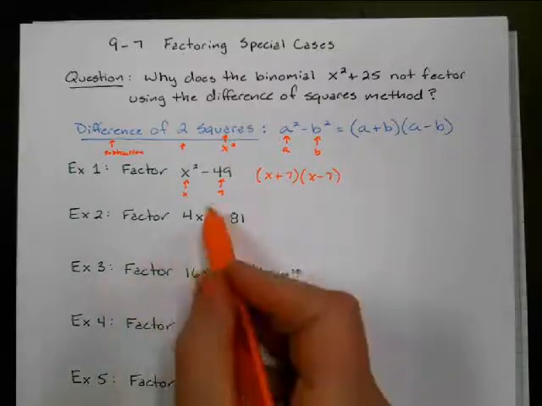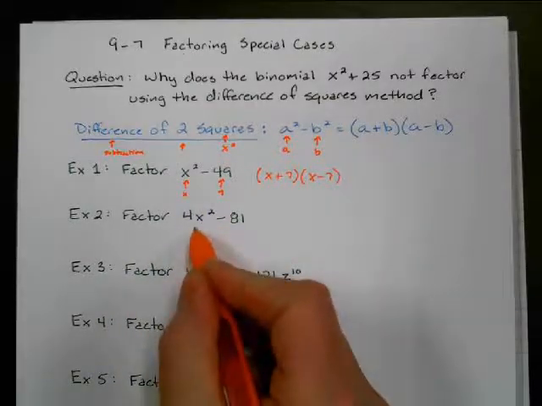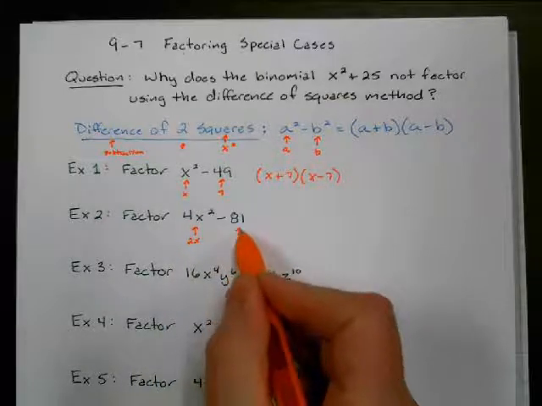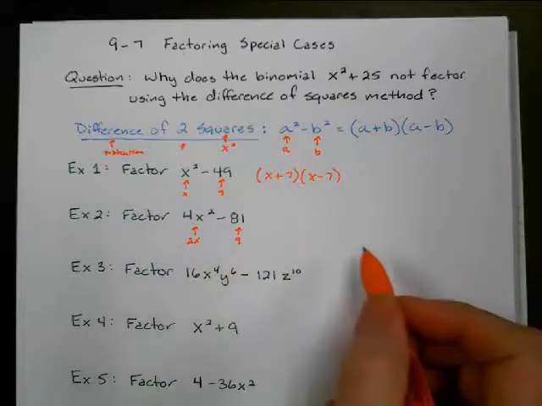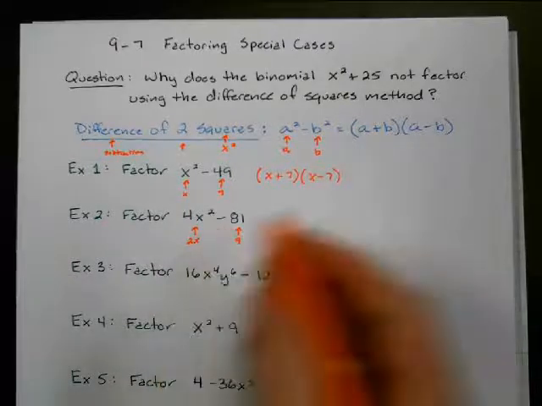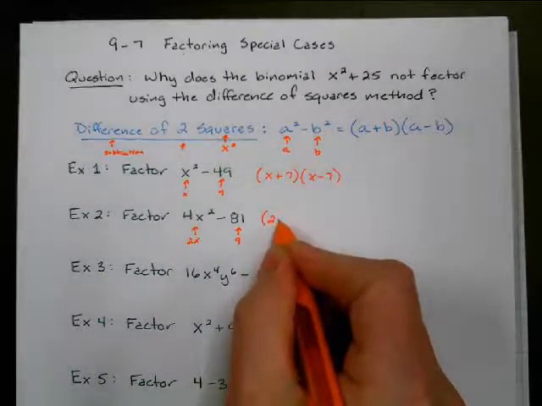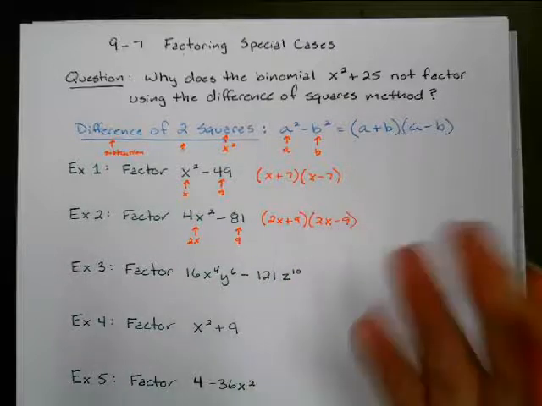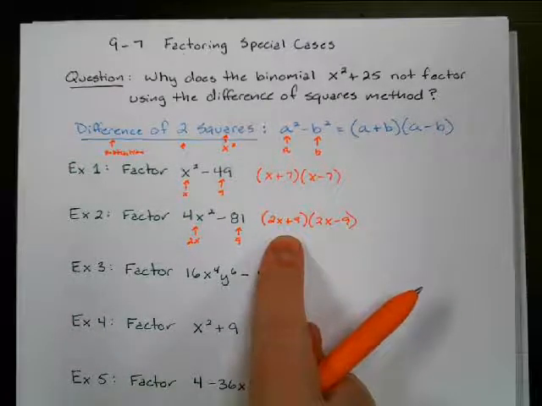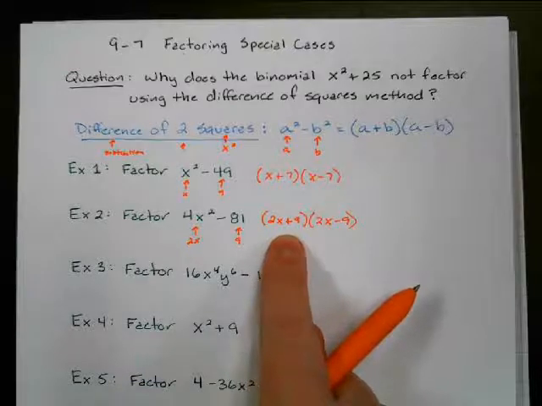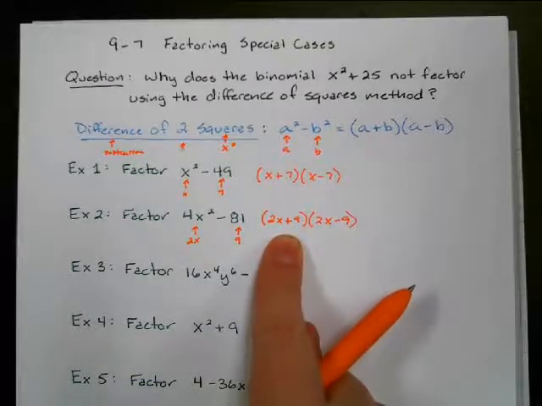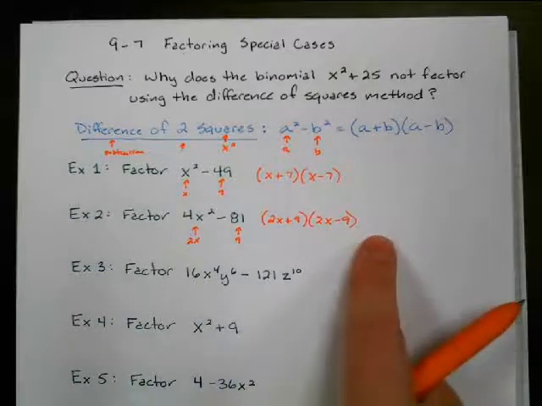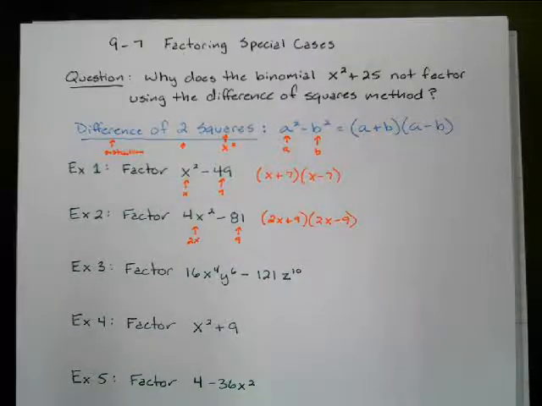Next one, is this a perfect square? Actually, yes it is. This is 2x times 2x. Is this a perfect square? Yep, that's a perfect square of 9. Is it the difference? Yes, we have a negative sign. So this one would be 2x plus 9 and 2x minus 9. If you don't believe me that it works, just think back to that lesson we did, I think it was 9-4, where we did multiplying special cases. We saw that when we multiplied this, those middle two terms in the peanut canceled out. So that's why it's working.